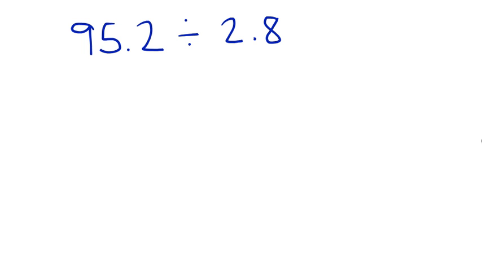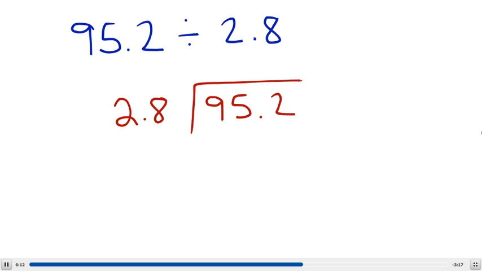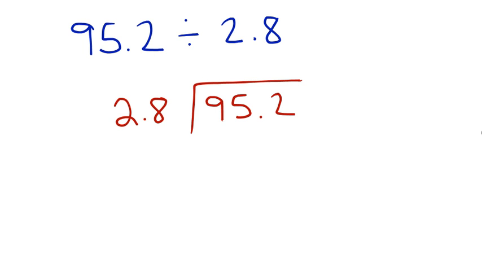Alright, here's my second one. 95 2/10 divided by 2 8/10. So we're going to do 2 8/10 being divided into 95 2/10. Okay, again, first thing is we want to move the decimal that's in the divisor until we have a whole number. So this one's going to move 1, this one's going to move 1. Okay, so now we're just dividing 28 into 952.